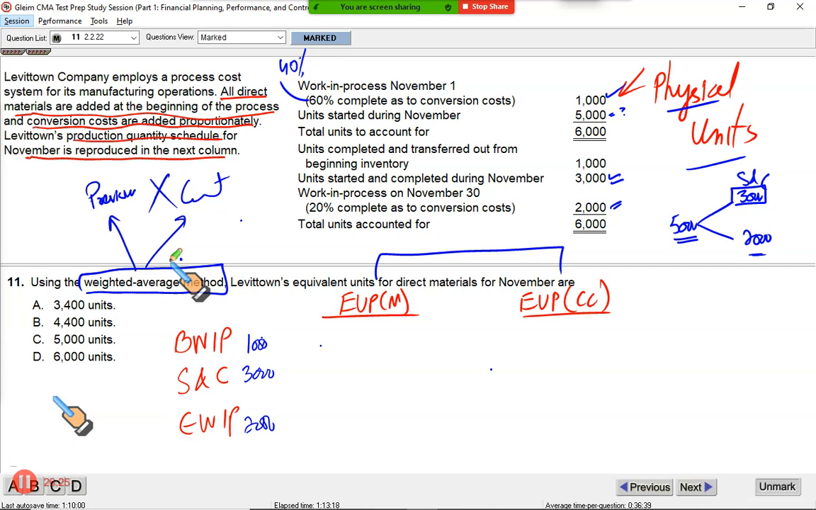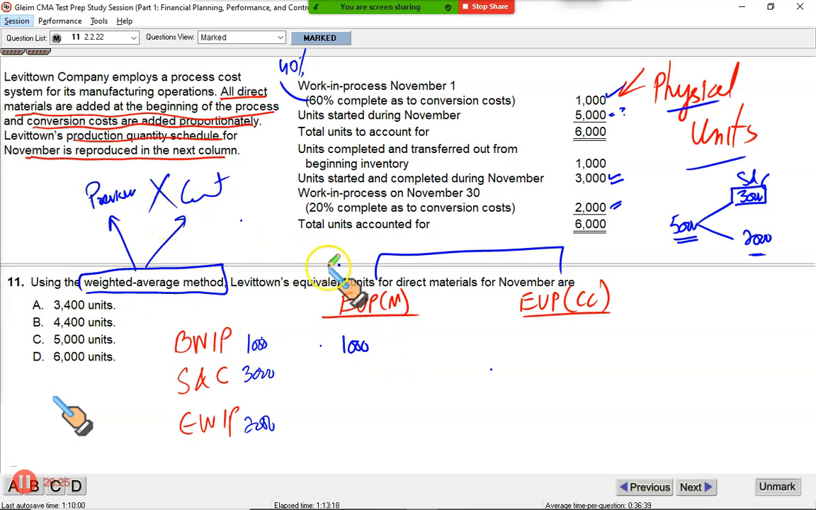Now, beginning work in process: 1000 units complete. We added material in the previous period. We added no material during the current period. So whether previous period or current period, under the weighted average method, your beginning work in process is always 100% full for material. Beginning work in process must always be 100% because the weighted average method makes no distinction between previous or current.